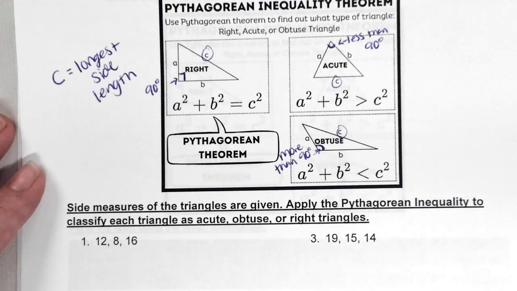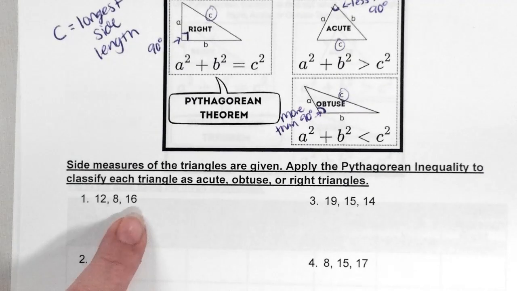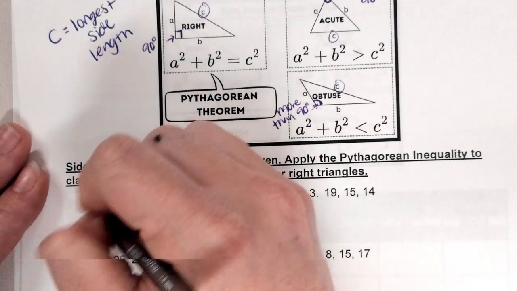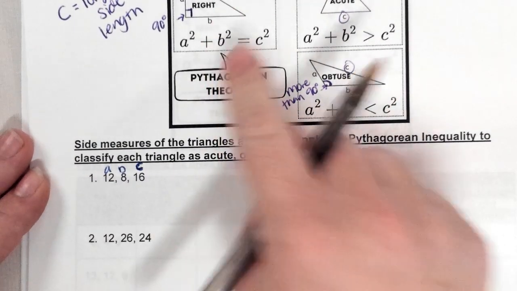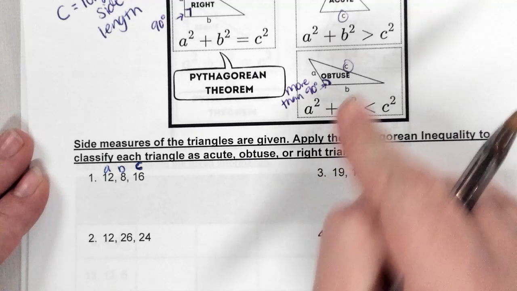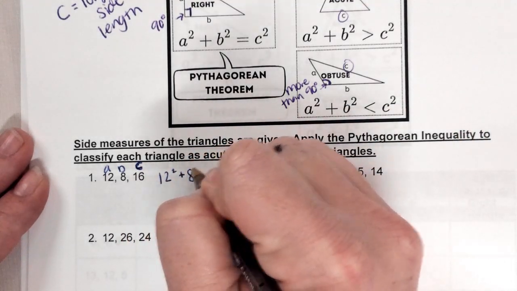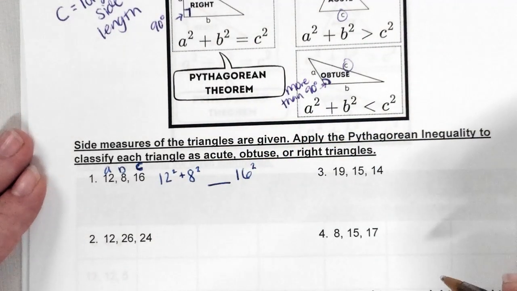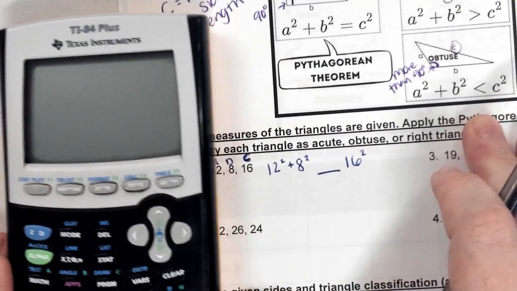As long as C is always your largest number, because C is your longest side length, which side is the longest? 16. Now, do A and B matter? No, so this could be A, this could be B. However, we don't know if it's going to be equal, greater, or less, so we're going to leave a blank in that spot. So we know A squared plus B squared, blank, C squared, because we don't know what those equal.